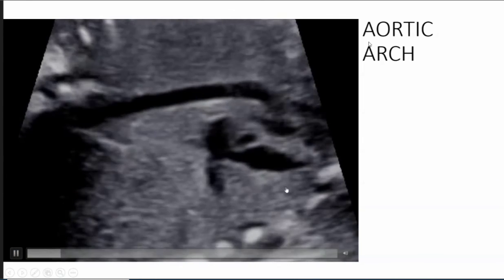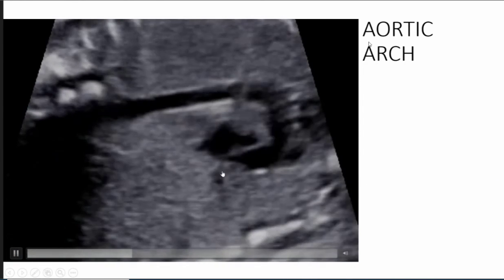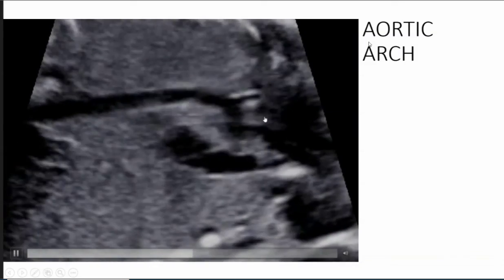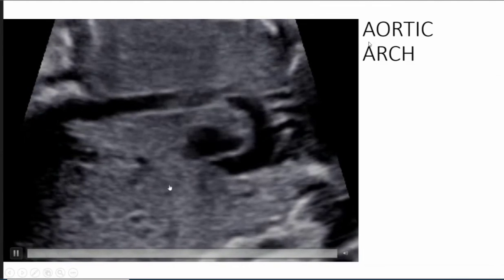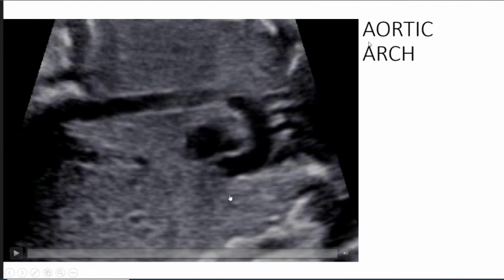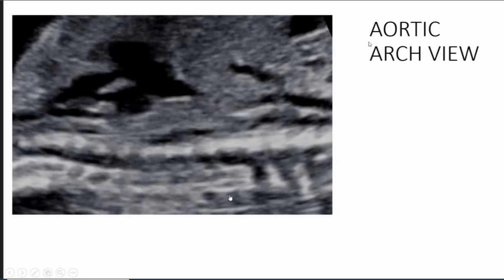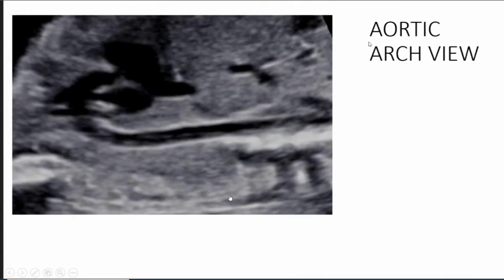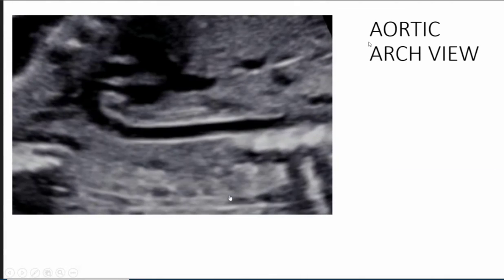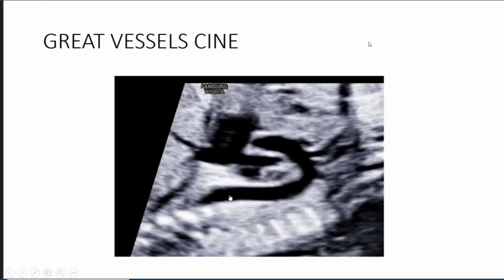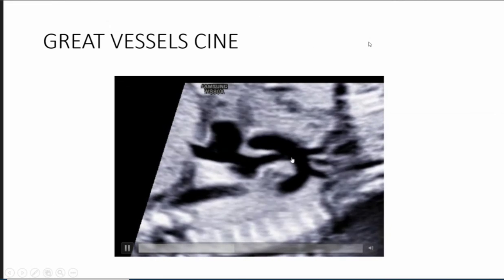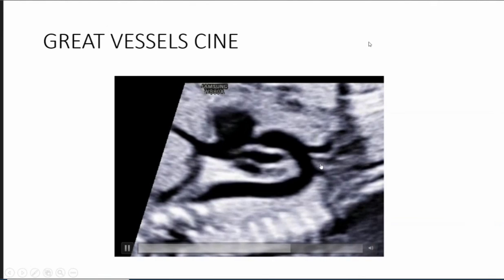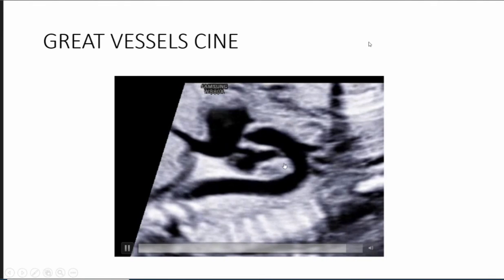Now we have the aortic arch view. It starts from the mid-chest, takes a sharp curve, gives rise to great vessels, and continues as the descending aorta. So the aortic arch view resembles a handle of an umbrella. That's another aortic arch view. And you can see the great vessels coming out of the aortic arch view. So this is another aortic arch view showing the innominate artery, left common carotid, left subclavian.